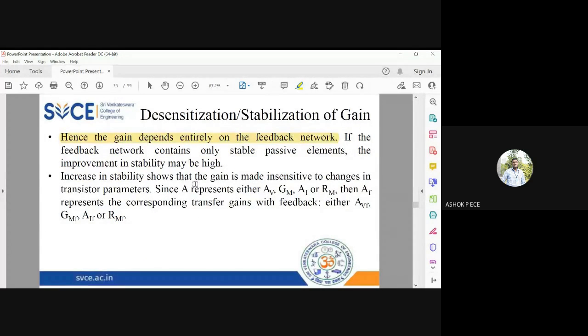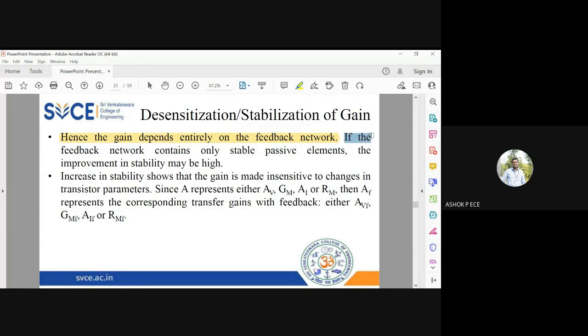You see, that is the beauty. You have an amplifier, you have all the biasing resistors, you have a mixing network, you have a sampling network. But finally, you see the gain with feedback, AF, depends only on beta. So it is not dependent on any other parameter of the circuit. So I can say the gain is going to be stable. The gain is highly stabilized. The improvement in stability is very good.